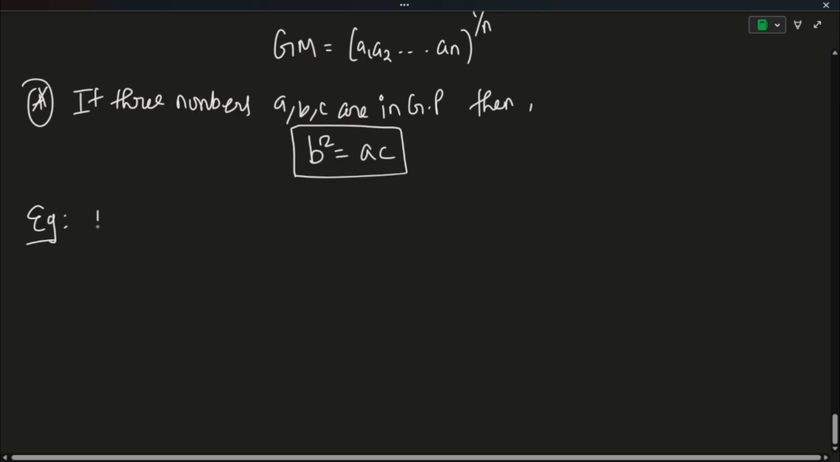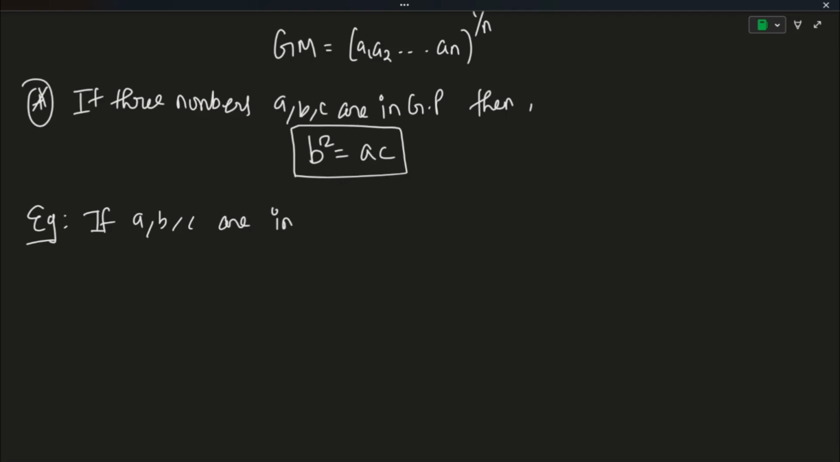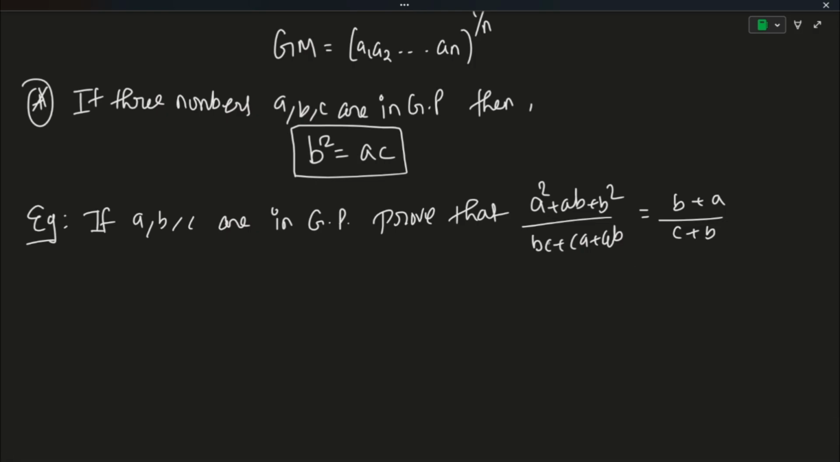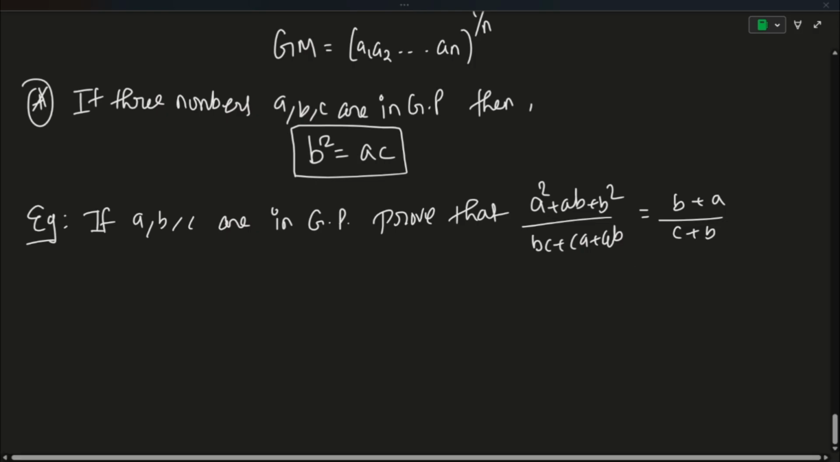First. So if ABC are in GP, prove that A squared plus AB plus B squared whole divided by BC plus CA plus AB is equals to B plus A by C plus B. ये आपको प्रूव करना है. So to prove this thing, we can simply take on both sides and try and prove this.